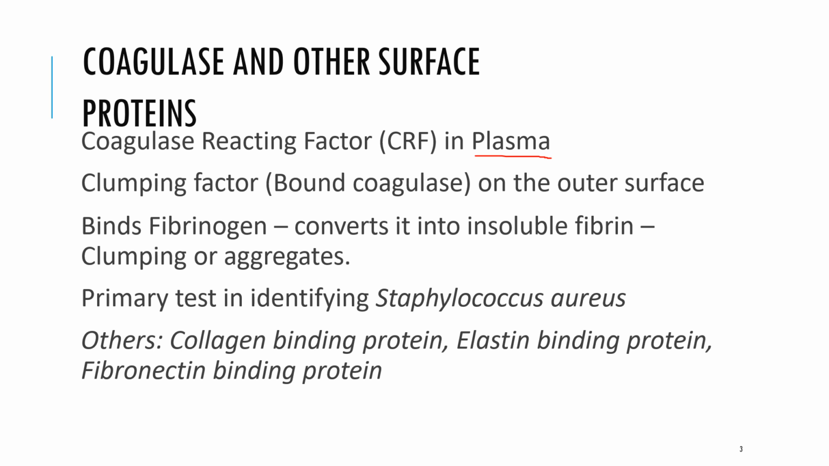The next one is clumping factor, or bound coagulase. This clumping factor is again a coagulase, which is seen on the outer surface of the organism. So it is surface bound coagulase. The first one is free and the second one is bound coagulase, which is seen on the surface only.